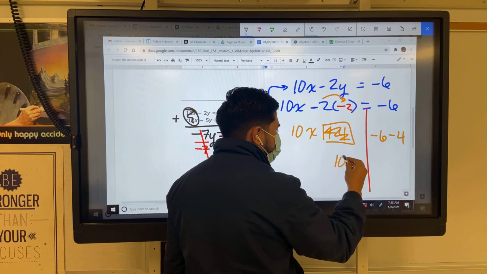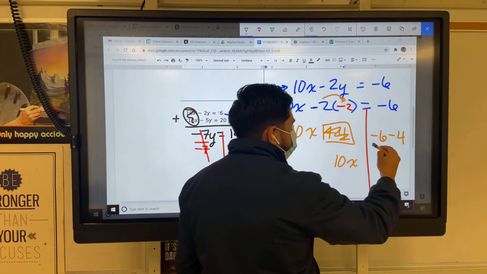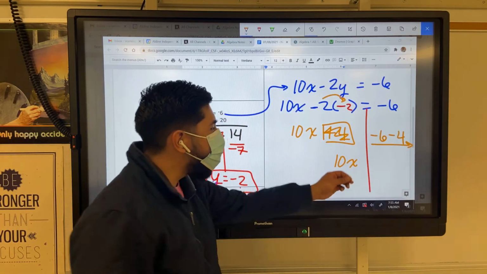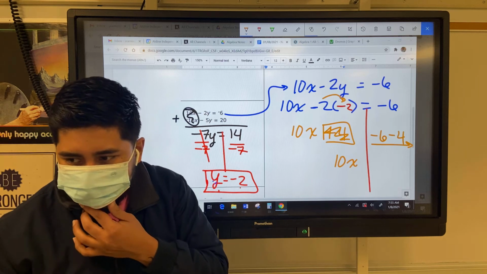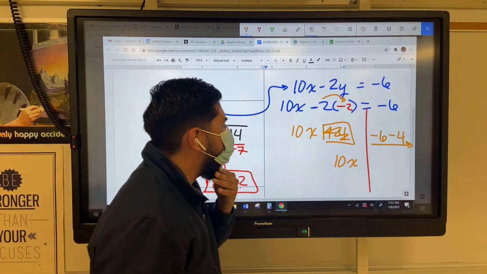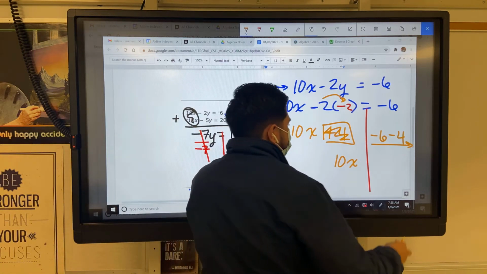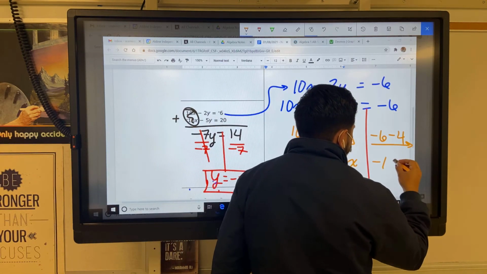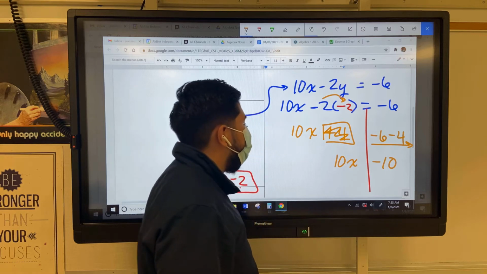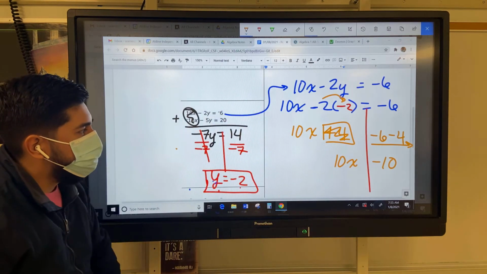Bring down this 10x. Read this real quick. Negative 6 minus 4. Imaginary ghost over there. Casper, what is it? Negative 10. Thank you. Last step, just like over here, divide.